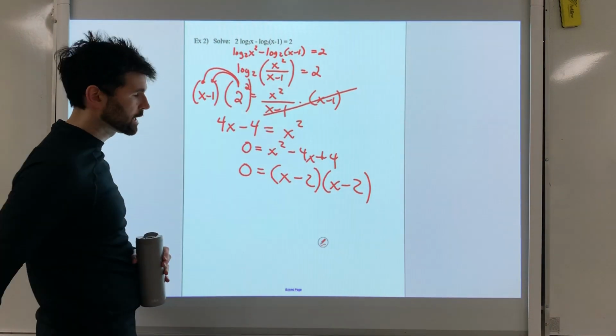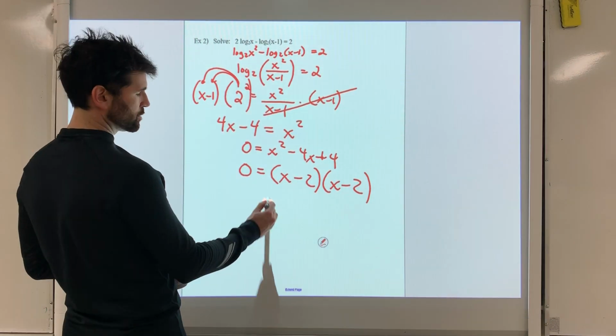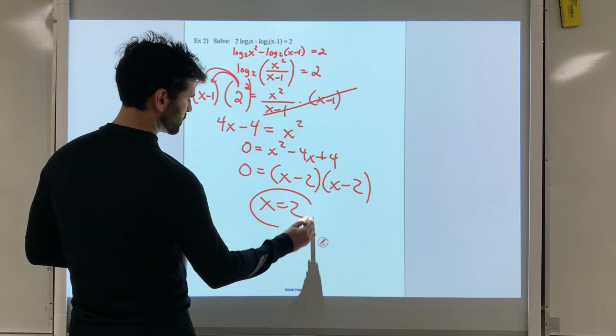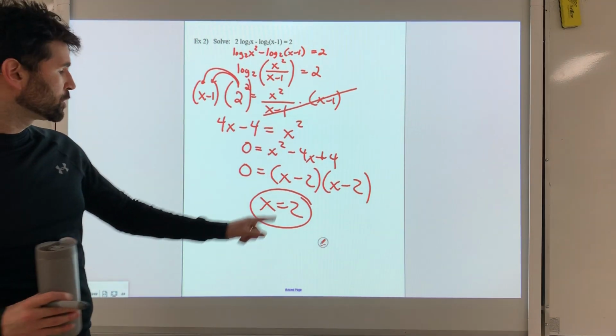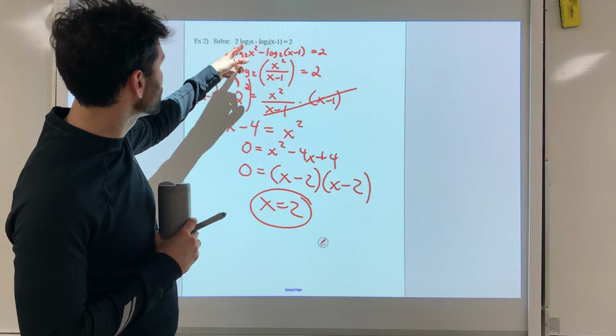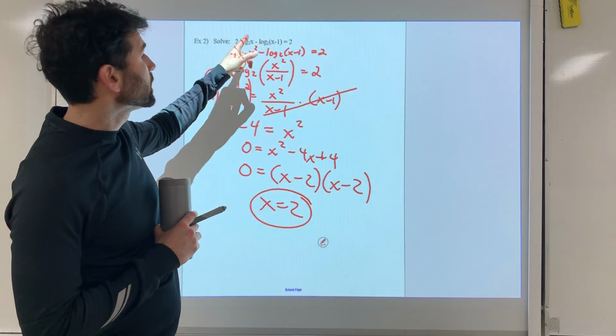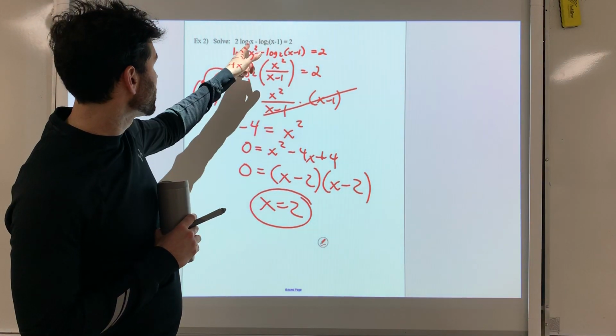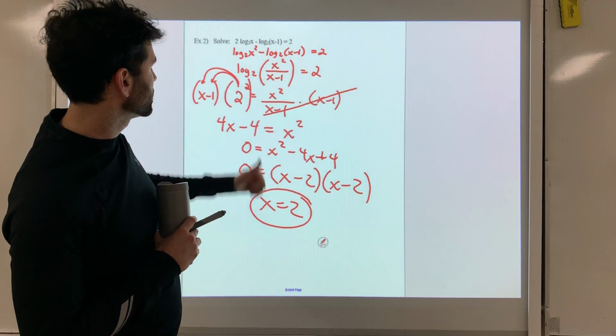So -2 and -2 would work, which means that when you solve for x, you just get x equal 2. Now, double check, always double check. When you substitute it back into the original, do you get a negative argument or a 0 argument? That looks good. 2 minus 1 is 1, so that looks good.